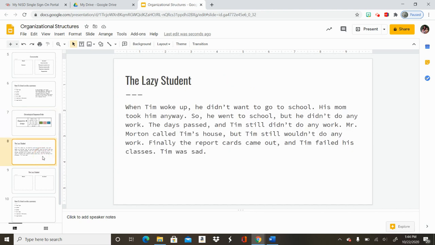So let's read our paragraph. This one is called The Lazy Student. When Tim woke up, he didn't want to go to school. His mom took him anyway. So he went to school, but he didn't do any work. The days passed, and Tim still didn't do any work. Mr. Morton called Tim's house, but Tim still wouldn't do any work. Finally, the report cards came out, and Tim failed his classes. Tim was sad. Interesting.